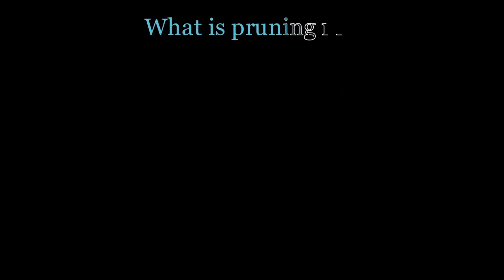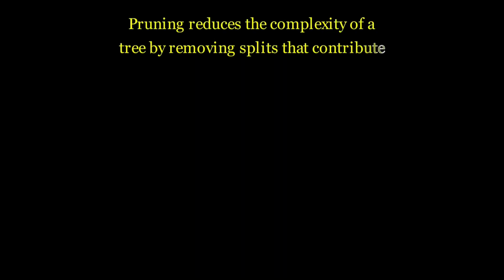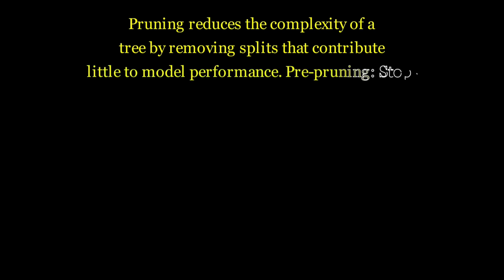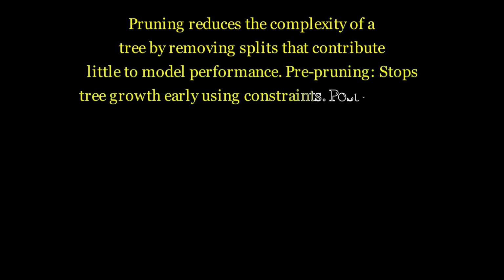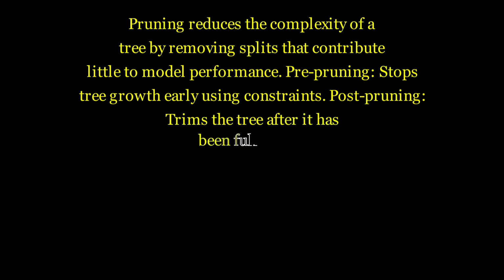What is pruning in a decision tree? Pruning reduces the complexity of a tree by removing splits that contribute little to model performance. Pre-pruning stops tree growth early using constraints. Post-pruning trims the tree after it has been fully built.